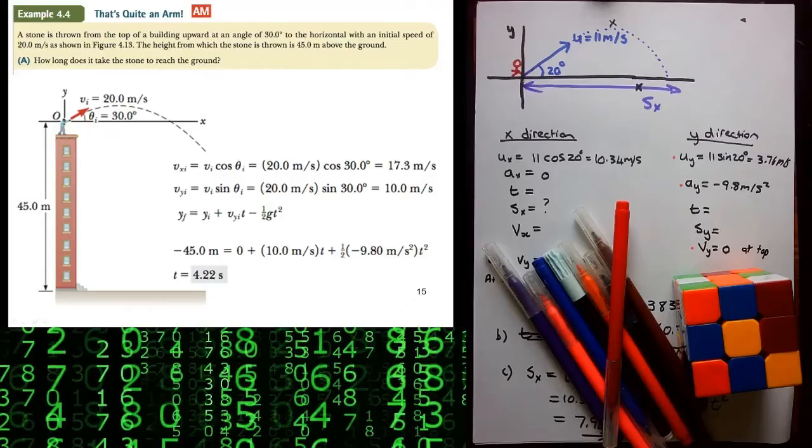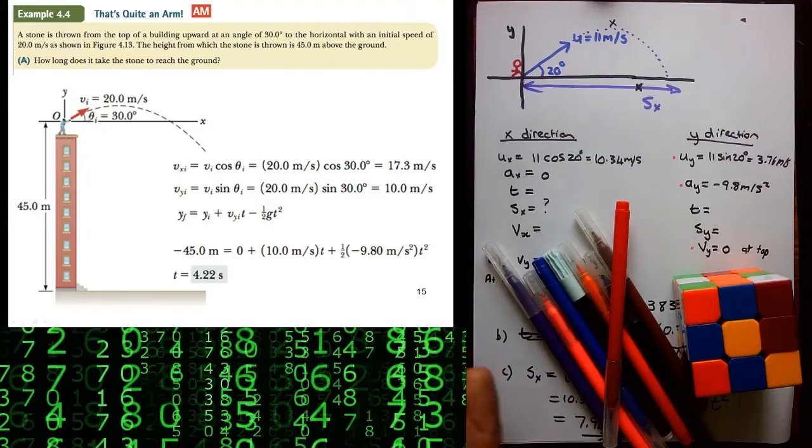Here's a second example which is similar to the long jump example. It says a stone is thrown from the top of a building upward at an angle of 30 degrees with an initial speed of 20 meters per second, as shown in the figure. The height above which the stone is thrown is 45 meters above the ground. So we are asked then to calculate how long does it take the stone to reach the ground.